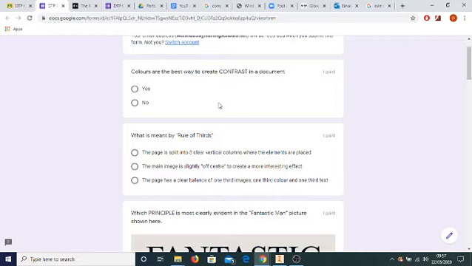Remember that contrast is anything which catches our eye, anything that's a little bit unusual and causes us to look at one particular part of the document. Colours are one way of doing that, but they're not always the best way. So in this case, the answer to question 1 was no, they're not the best way. They are simply one way of doing it.